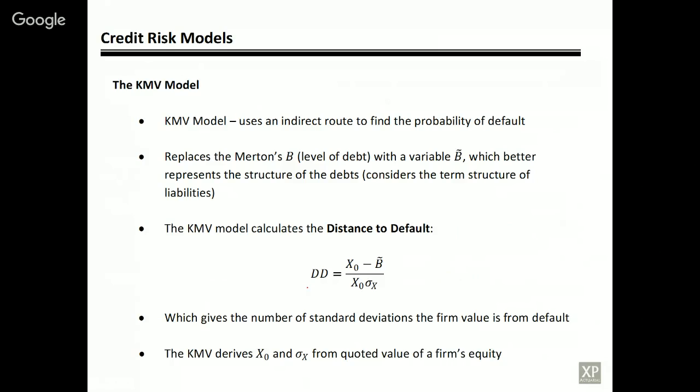So the distance to default is just (x0 - beta hat) over (x0 sigma x). And this gives us the number of standard deviations the firm value is from default. And the KMV model derives x0 and sigma x from the firm's equity value in the market.